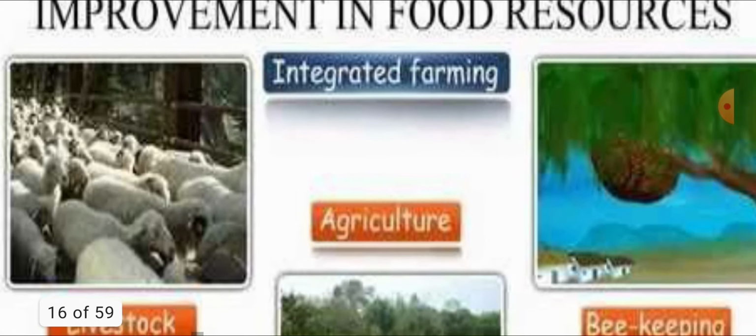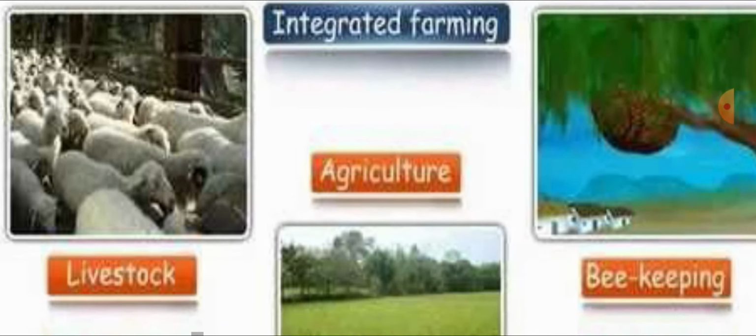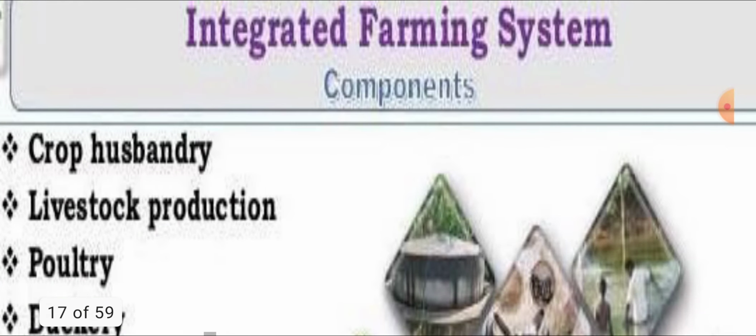How can it be done? We can do integrated farming. Along with agriculture, we can rear livestock, beekeeping, fishery, poultries. These are all the methods. Integrated farming includes crop husbandry, livestock, poultry, duckery, horticulture, aquaculture, apiculture, sericulture, which means rearing of silkworm, mushroom culturing, agroforestry, biofertilizer. These are all components of integrated farming.